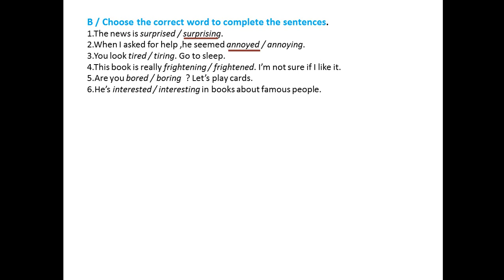Number 3, you look tired. Go to sleep. Number 4, this book, so it ends with ing. Number 5, are you bored? Number 6, he is interested in books about famous people. Okay?